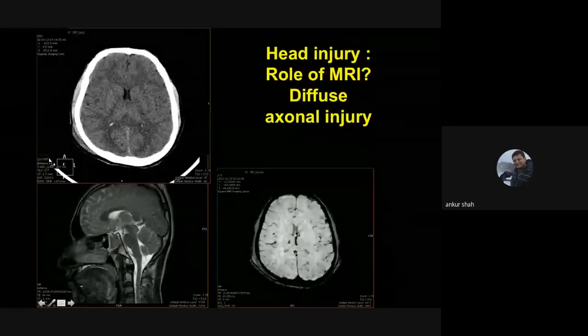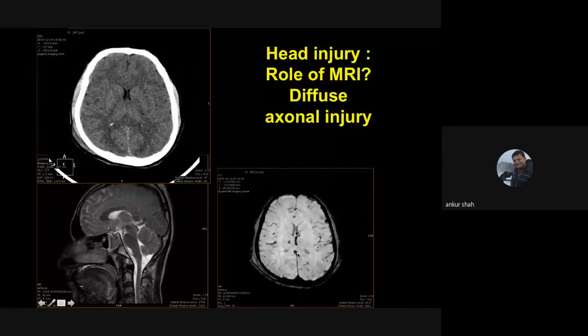the diffuse axonal injury. When the contusions are deep-seated in the deep gray nuclei, corpus callosum or brainstem, it is known as diffuse axonal injury, and this is the appearance of diffuse axonal injury seen with MR. So when CT scan is normal or is not showing significant contusions which can explain the patient's significant symptoms, then we have to do MRI to look for diffuse axonal injury.